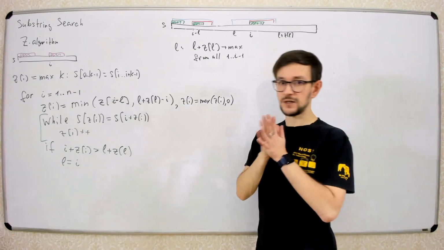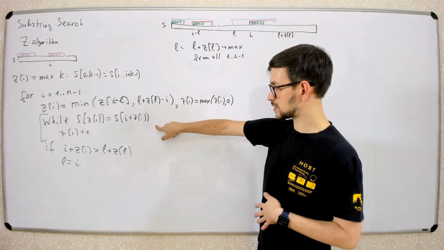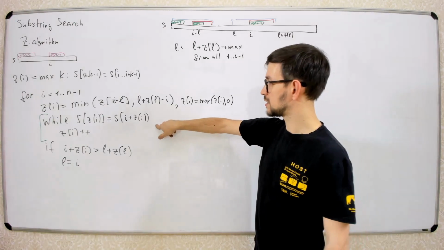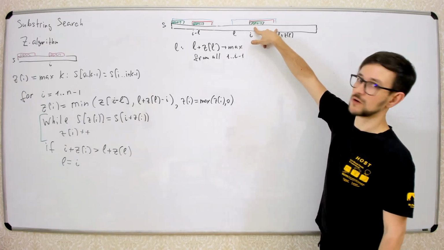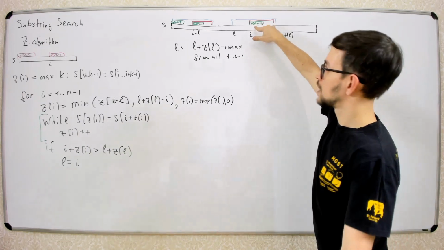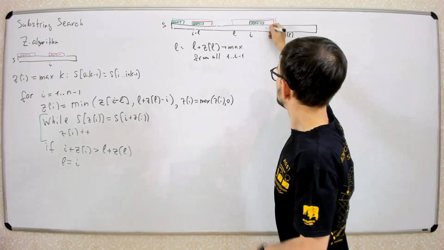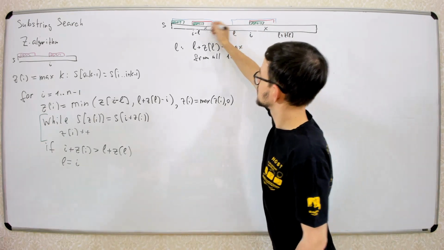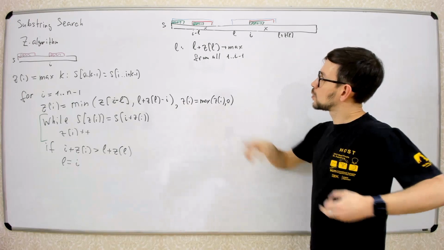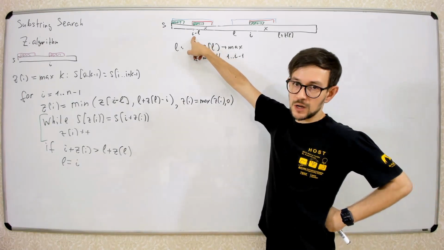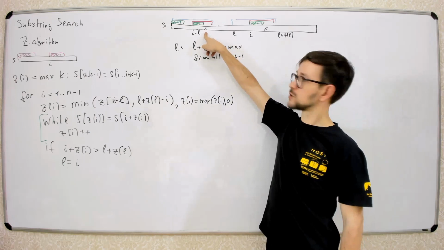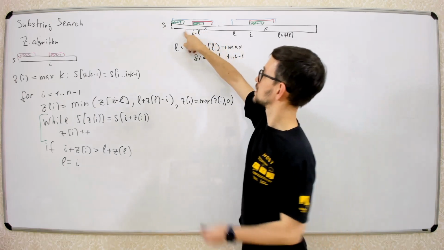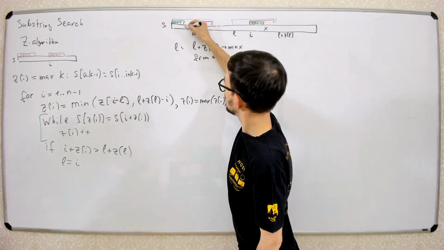Let's think why we actually can go in this while loop. So what happens if we go in this while loop? If this green string is actually shorter than this red string, then we have some character x here and some character x here. And when we calculated this value I minus L, we actually stopped here. So this character is not equal to this character. So here we have x and here we have y.